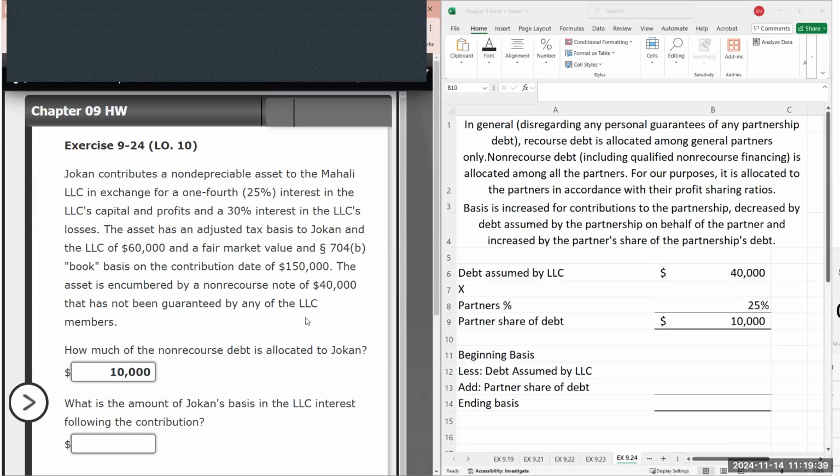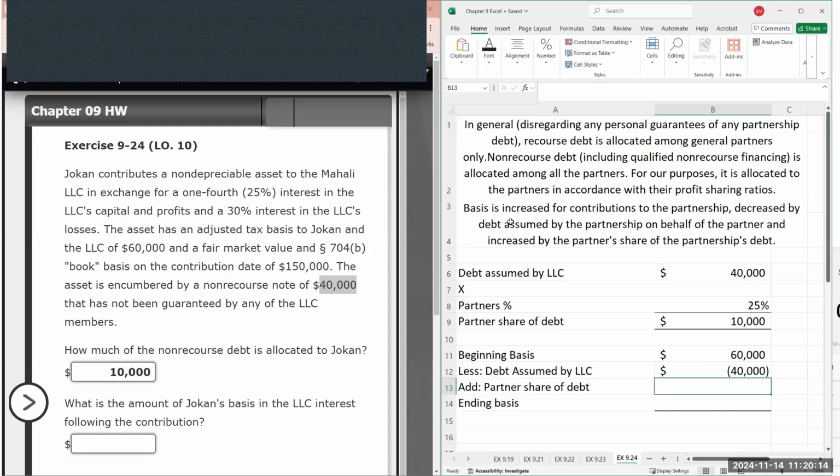Now it's asking, what is the amount of his basis in the LLC interest following the contribution? So here we see his basis is first 60,000. Here it says the asset has an adjusted basis to him of 60,000. But then the partnership essentially assumes the debt of 40,000. So the beginning basis was the 60,000, but the partnership accounted for $40,000 of the debt.